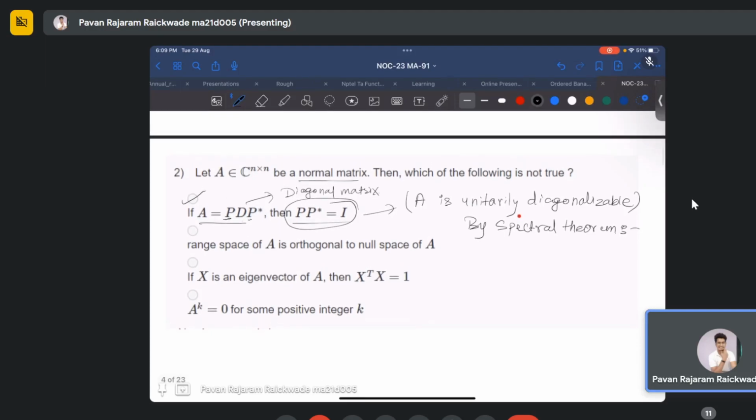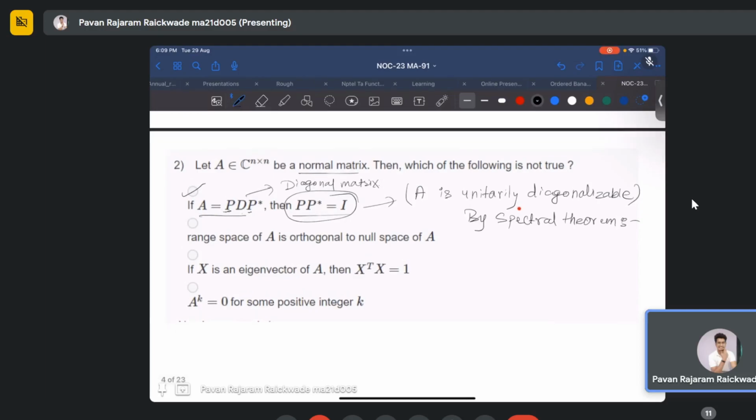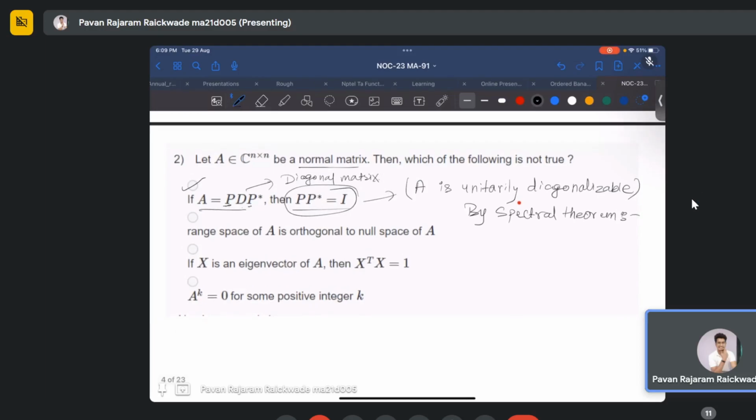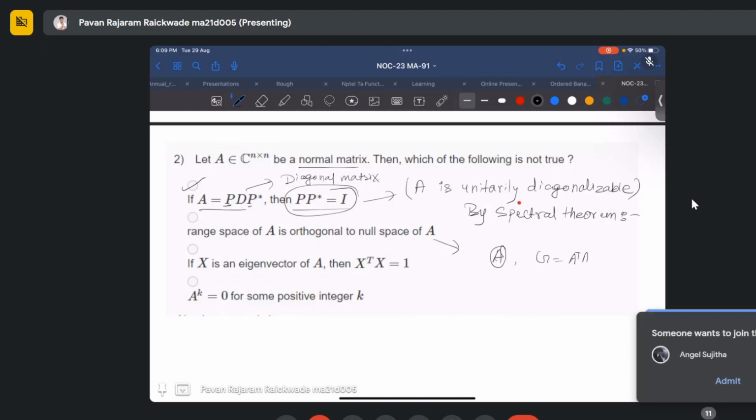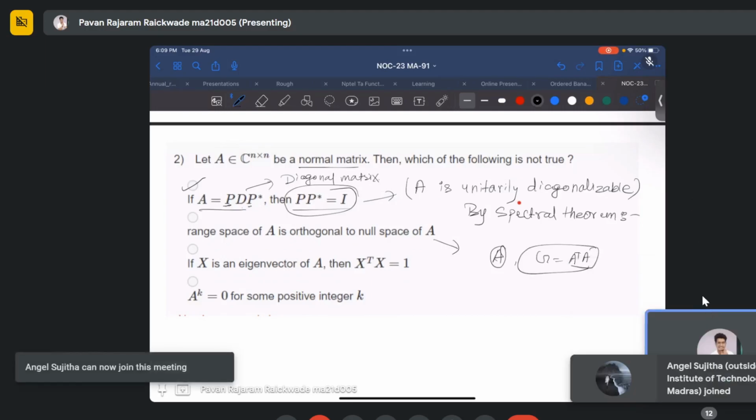Now the second one: the range space of A is orthogonal to the null space of A. Is that true? Yes, sir. How? There is a theorem in which we are using the Gram matrix. Gram matrix is something different. Gram is, I think, for any matrix A, if you consider G as A transpose A, that is a Gram matrix. Yes, sir. But here we are talking about the range space and null space of the matrix A itself.